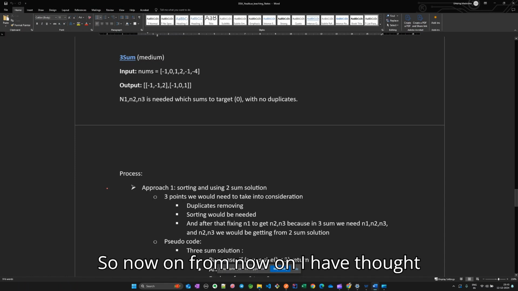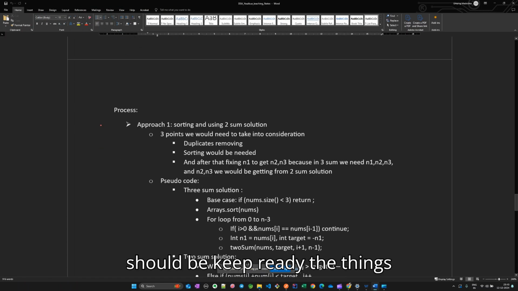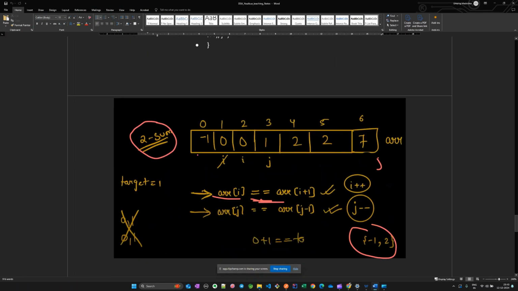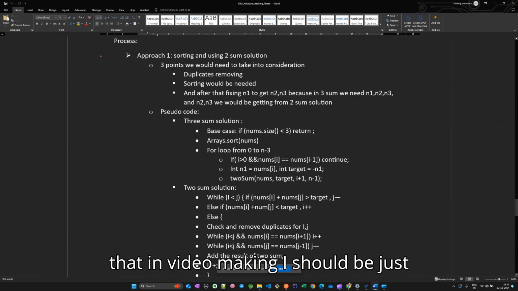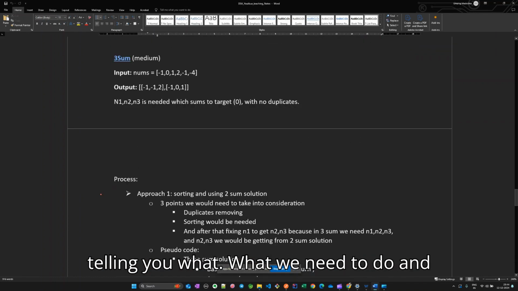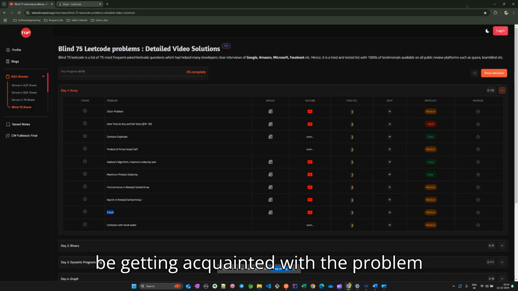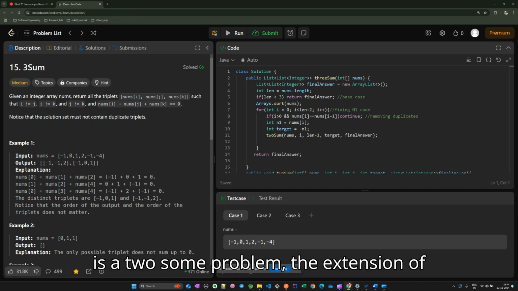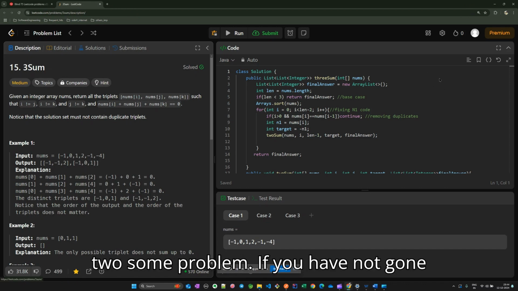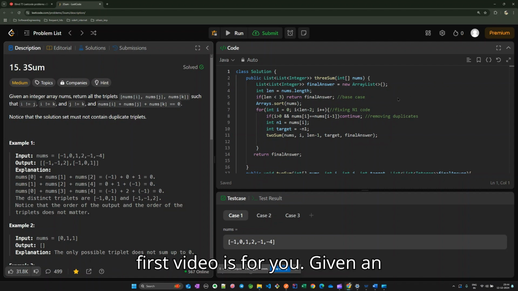From now on, for medium questions at least, I will keep ready the things I need to make you understand, so that in video making I am just telling you what we need to do, and it would be better for you, as you get acquainted with the problem and the solution. Basically, this is an extension of the two sum problem. If you have not gone through the two sum solution, the first video is for you.